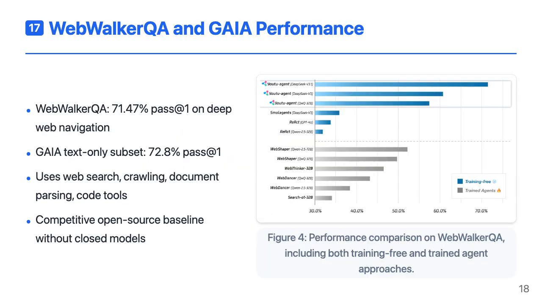On WebWalker QA, which stresses multi-step web navigation and reasoning over real websites, Youtu-Agent reaches 71.47% pass-at-1 accuracy. On the text-only subset of GAIA, a broad benchmark for general AI assistants, it achieves 72.8%. These results rely on a mix of web search, crawling, document parsing, and code execution tools. Together, they position Youtu-Agent as a strong, open-source baseline that doesn't depend on closed, proprietary models.